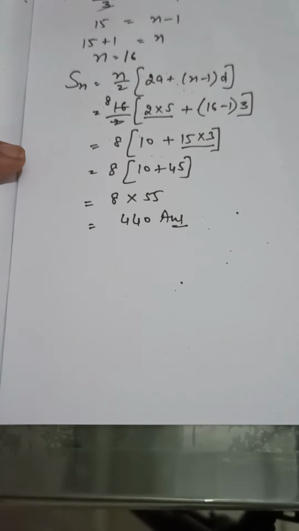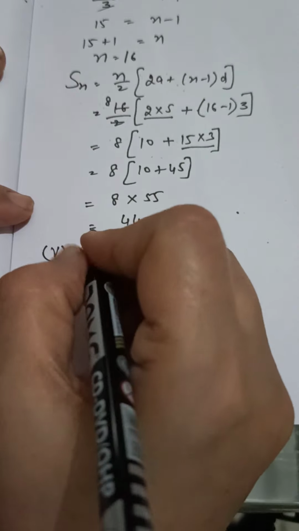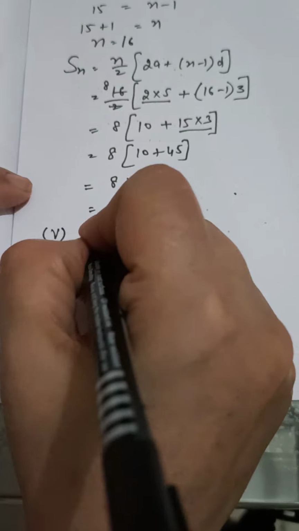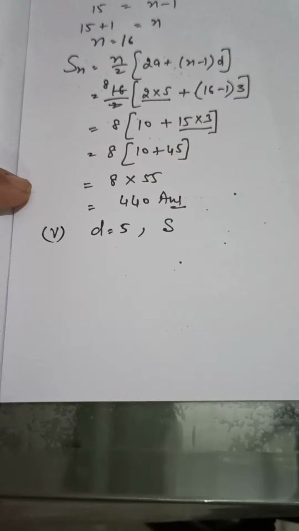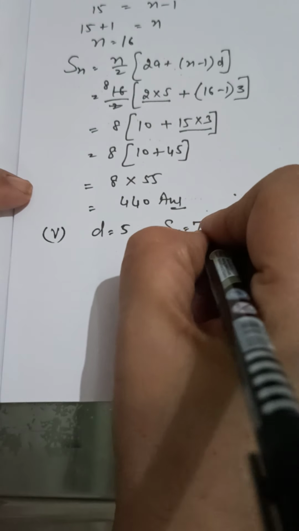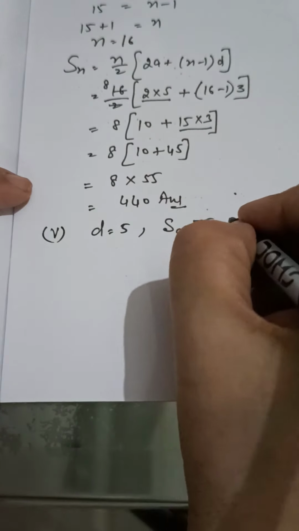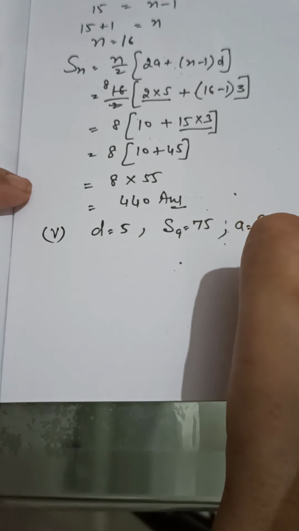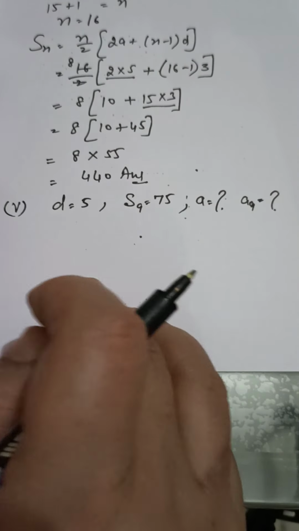Now see, I am taking the fifth part of the sum. What is given to us? d is equal to 5, S9 is equal to 75. Find a and a9. What do you have to find? a and a9, you have to find both. We will start the sum.